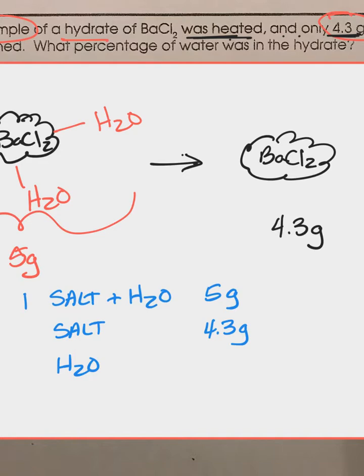Let's get rid of that. Can I get rid of that? Nope, I can't. Okay, it has to be these two numbers subtracted. So this is going to be 0.7 grams of water.